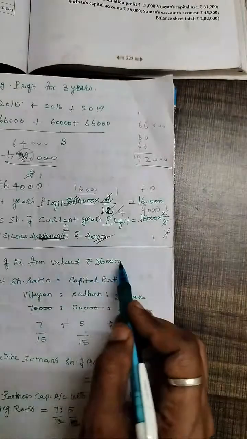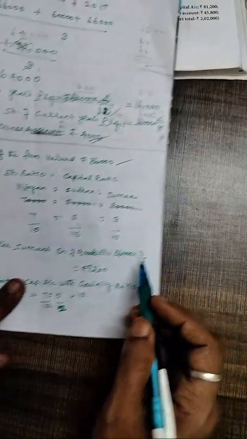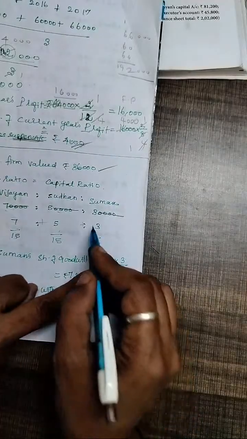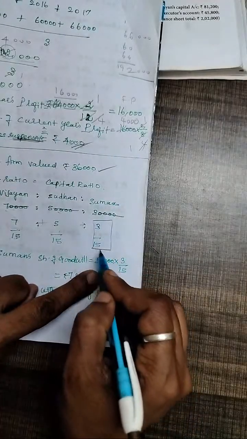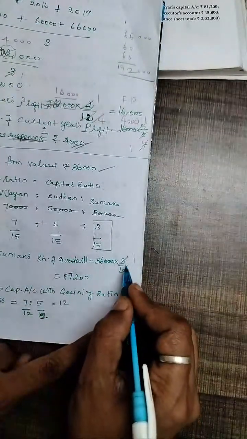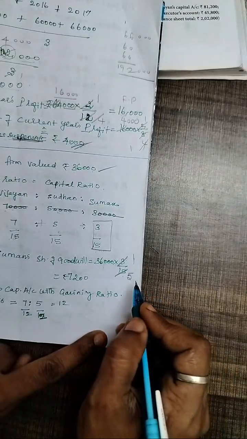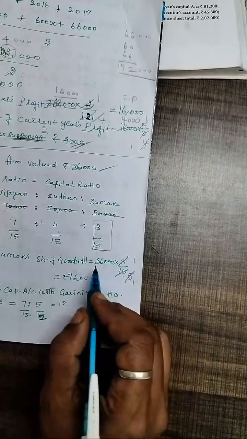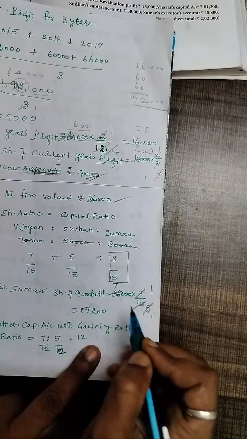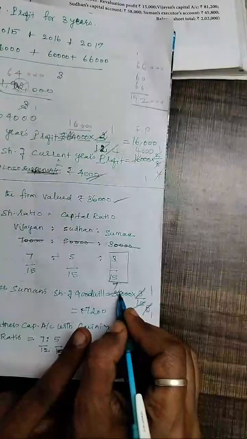So, the firm's goodwill value is 36,000. What is the deceased partner Suman's share of goodwill? We have to calculate the firm's goodwill 36,000 rupees for the deceased partner Suman's profit sharing ratio 3 by 15. Got it? So, accordingly, 1 3 is 3, 5 3s are 15. Got it? So, 1 5 is 5. How many 5s are in 36? 7 5s are 35. After subtracting 35 from 36, the remainder is 1.